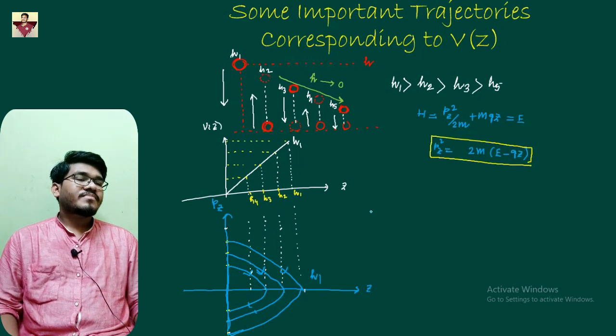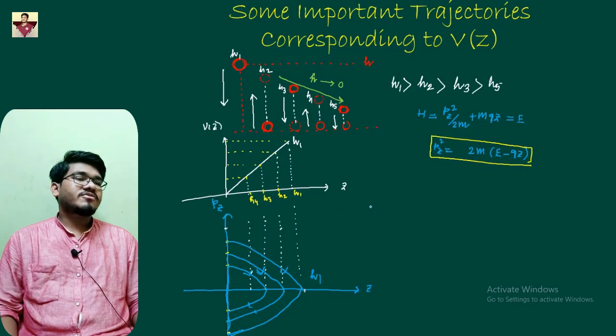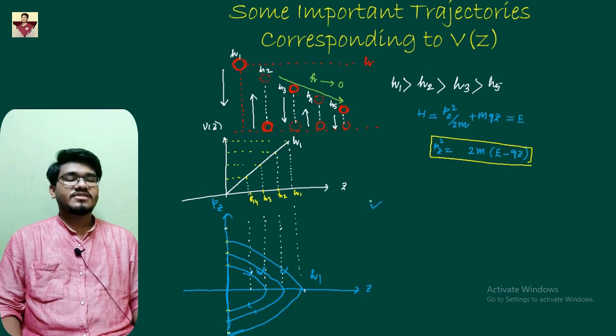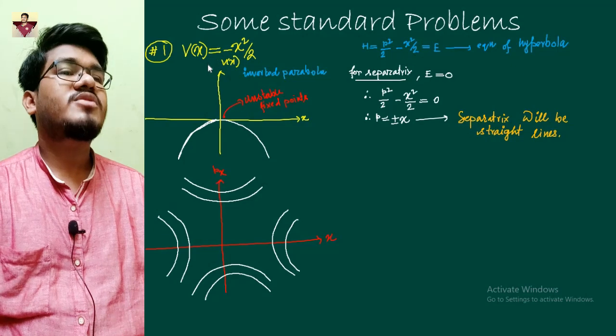So obviously these lines are not intersecting, I will say, but they are connecting each other. These trajectories are connecting each other, I have already told. So this is an example of a non-conservative system. So let us discuss some standard problems here.